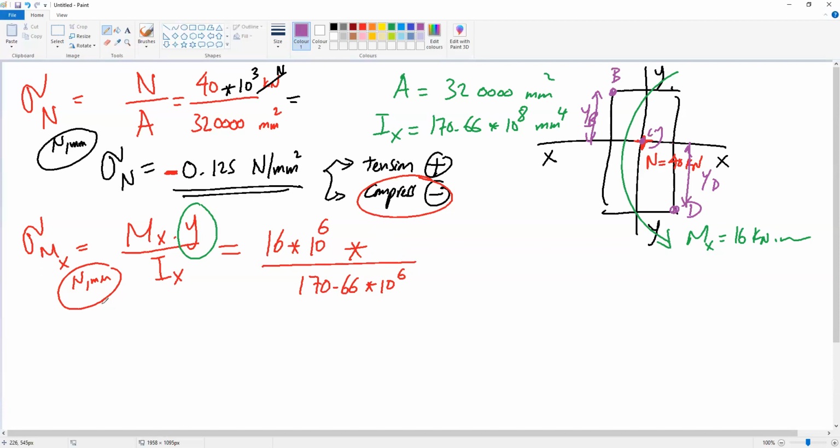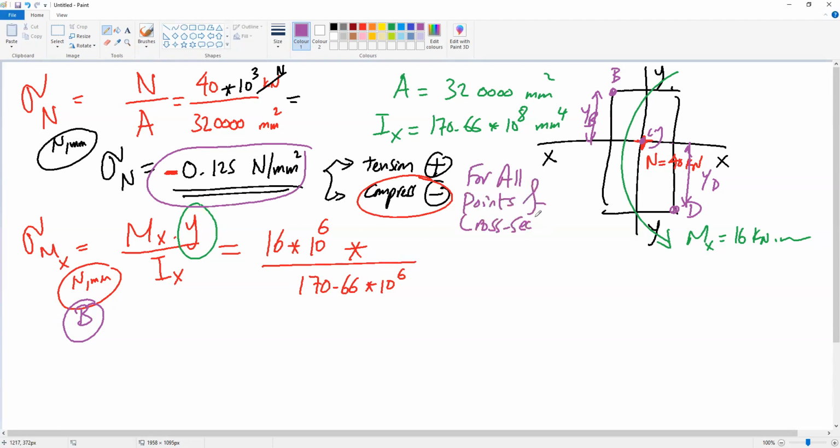If we want to calculate for B first, why here don't we include anything for B or D? Because the formula doesn't contain anything related to the distance from the centroid. This means that this sigma n value is for all points of the cross section. Any point in the cross section has the same stress because this is a uniform stress. But for the moment, the stress is related to the distance from the centroid. That's why we will have two values, YB and YD.